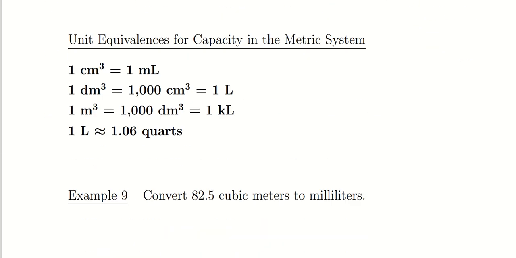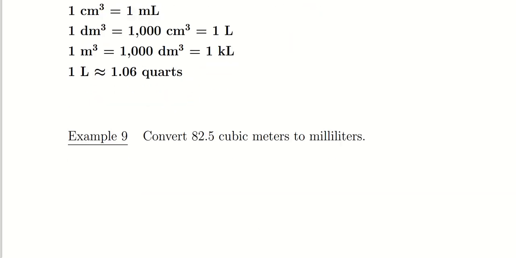We are now going to look at conversions within the metric system. And again, the base unit for volume in the metric system is going to be the cubic meter. Okay. We have centimeters cubed is 1 milliliter. 1 decimeter cubed is 1,000 centimeters cubed, which is 1 liter. 1 cubic meter is 1,000 decimeters cubed, which is 1 kiloliter, etc. Let's take a look at a conversion here.